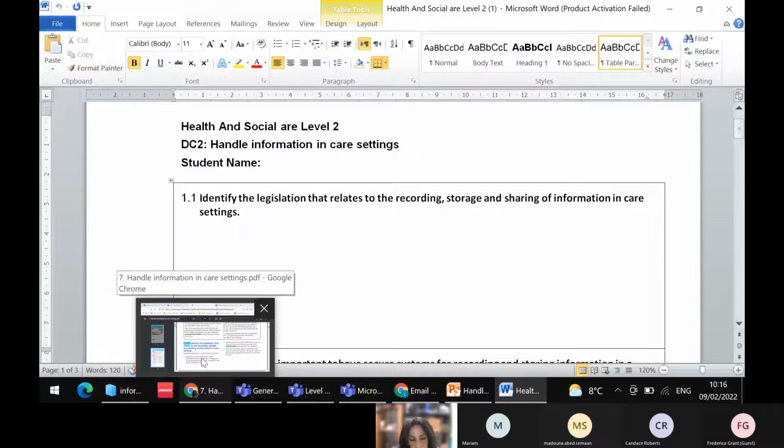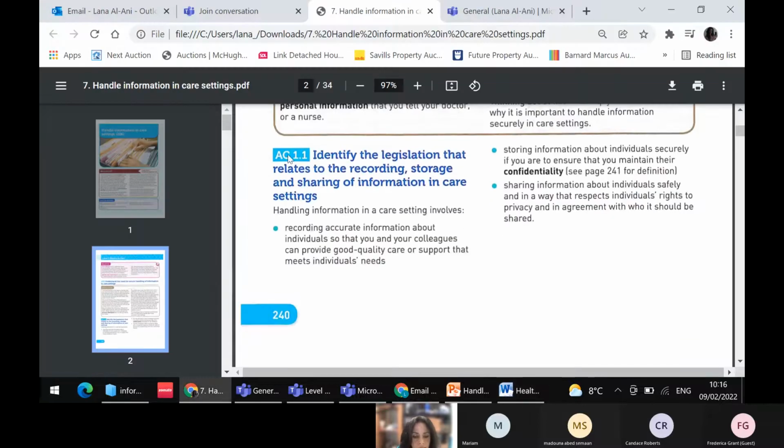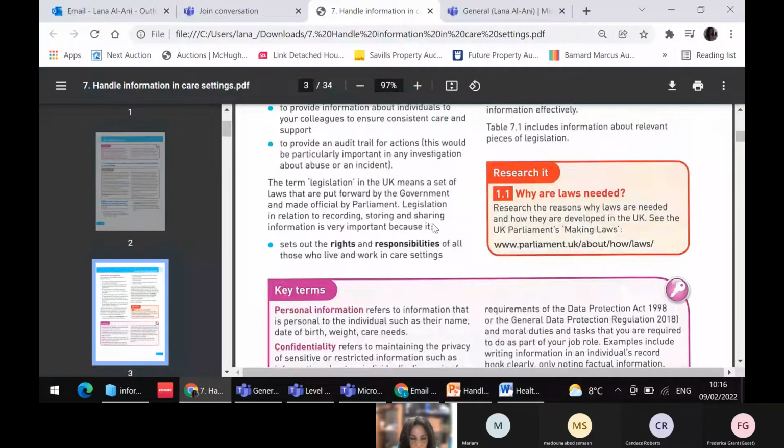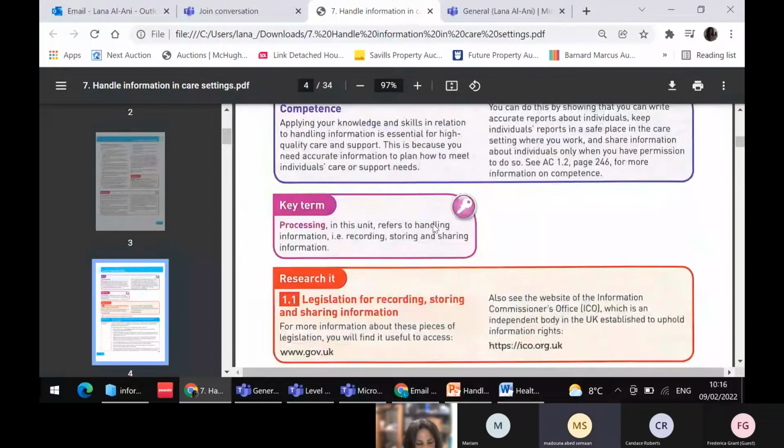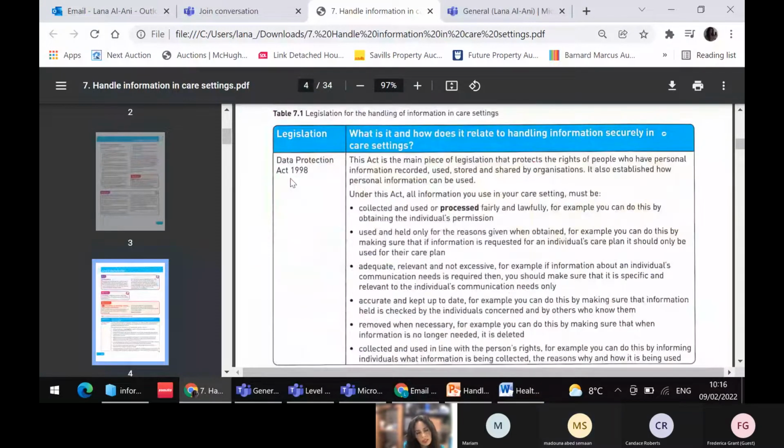So if I go to the book, 1.1, we have it here: identify the legislation that refers to the recording, storage and sharing of the information in the care setting. If I scroll down, all the legislations are there. So first of all is the Data Protection Act 1998. This act is really important.